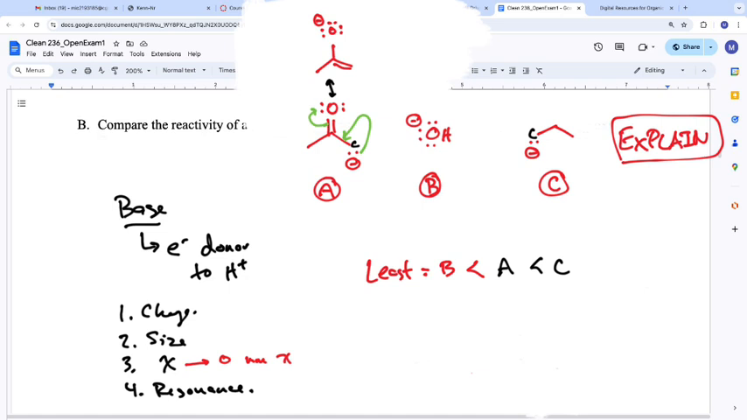Now what do we have as a dilemma? Well, now we have to go down the list, right? Because we'd be oxygen to oxygen. That's not going to be electronegativity anymore. It's going to be resonance.